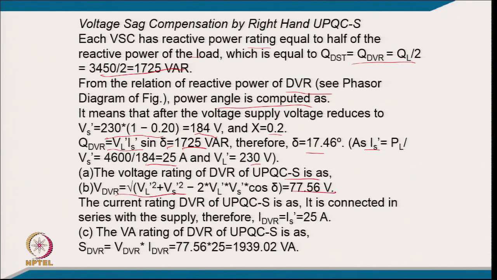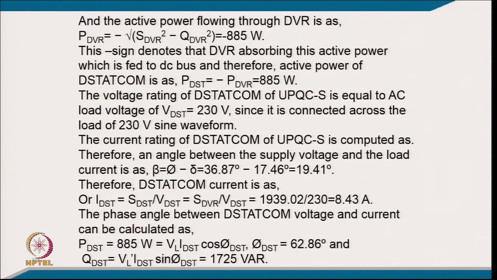So, it comes 77.56, and the current of DVR is the same as the supply, as it is connected in series with the supply. Therefore, I DVR equal to IS, 25. So, the VA rating of the DVR can be calculated as 77.56 into 25. So, it becomes 1939.02 VA, and the active power flow through DVR will be corresponding to the square root of S squared minus Q squared. So, it is minus 885 watt, and the minus sign denotes the DVR is absorbing the active power, which is fed from the DC bus.